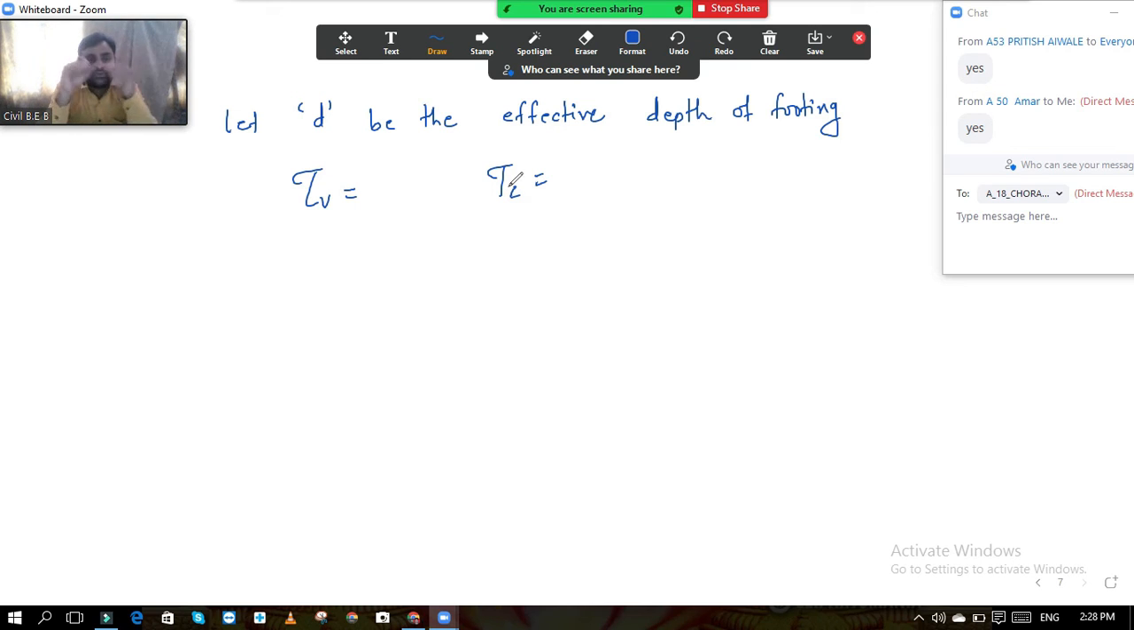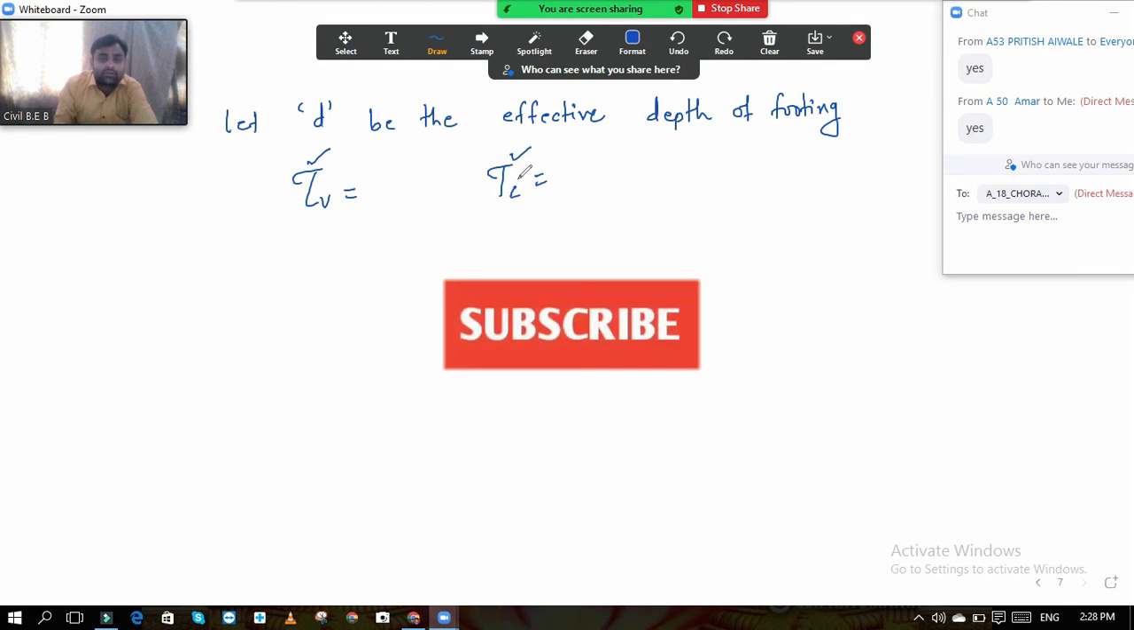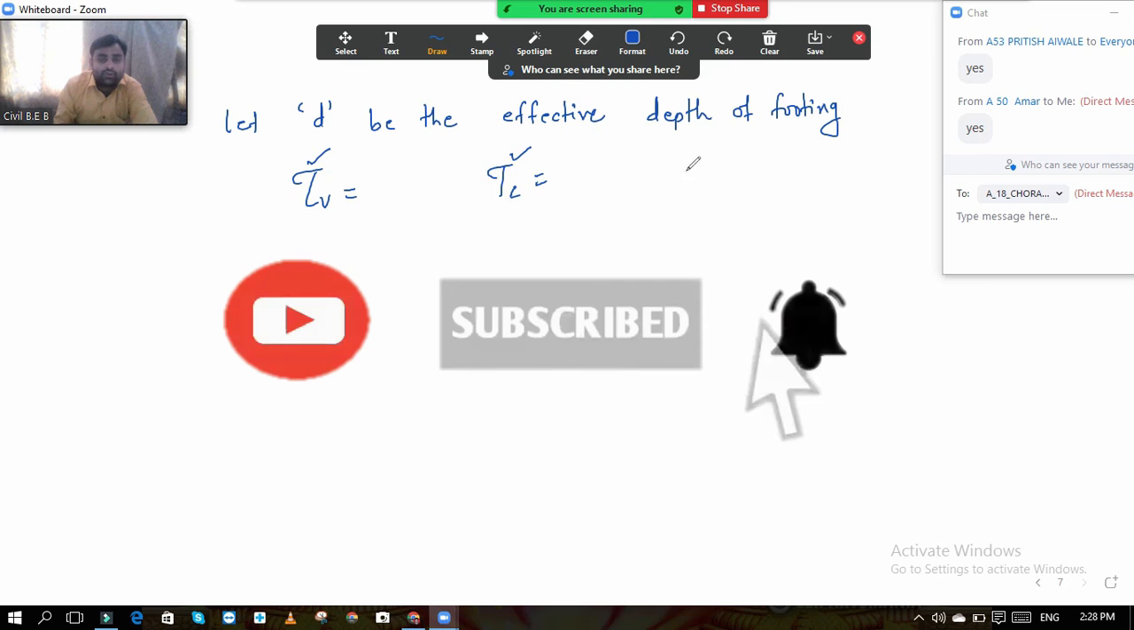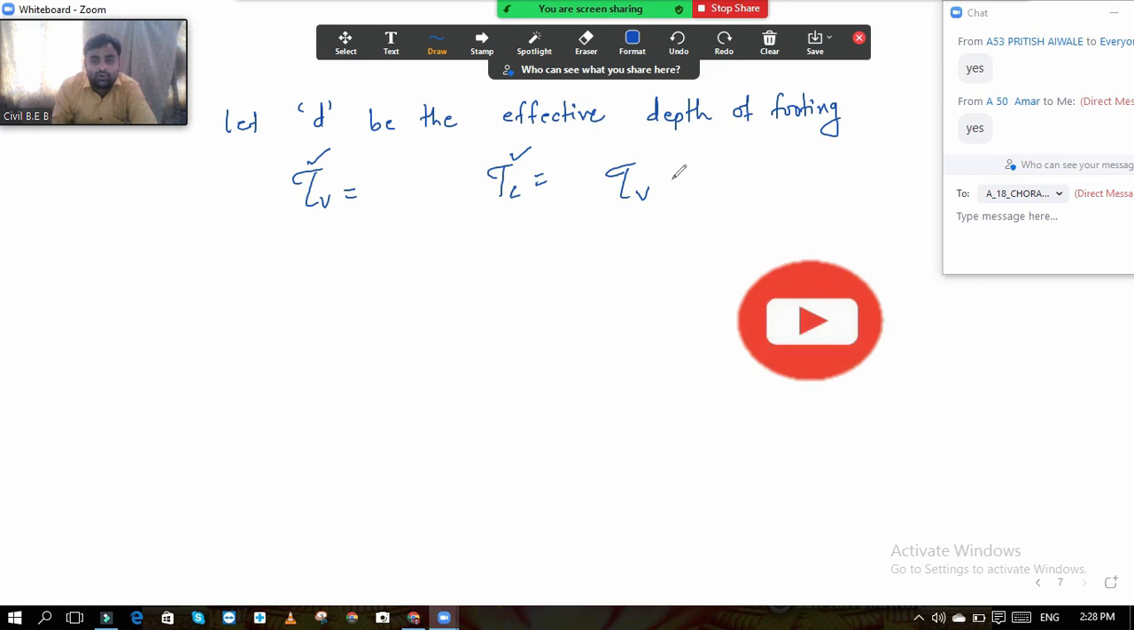These tau c values are given in the IS code. Up to that point the stress is allowed. Okay, and nominal shear stress tau v is what? Nominal shear stress is the shear stress which is actually present in that member, which is actually acting on that member, or which actually gets generated on that member. That is the nominal shear stress. It is shown by the notation tau v, and tau c is the permissible shear stress. Our general condition says your tau v must be less than or equal to tau c.